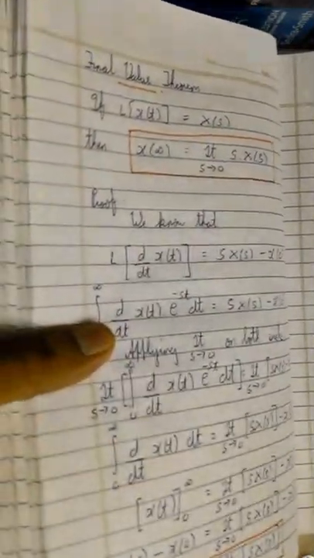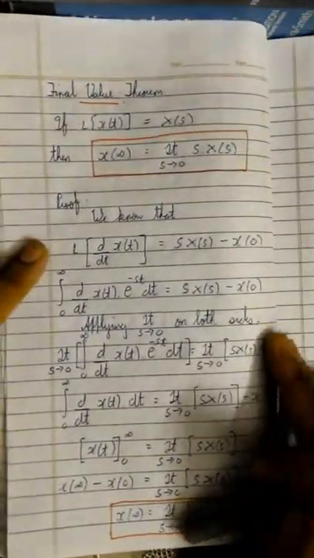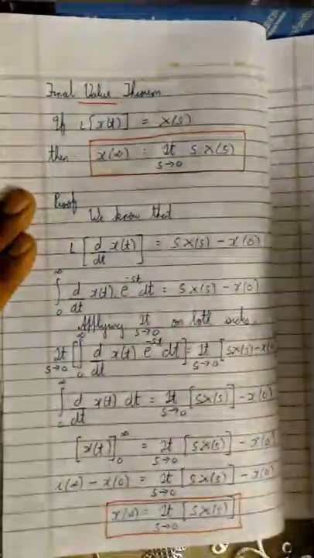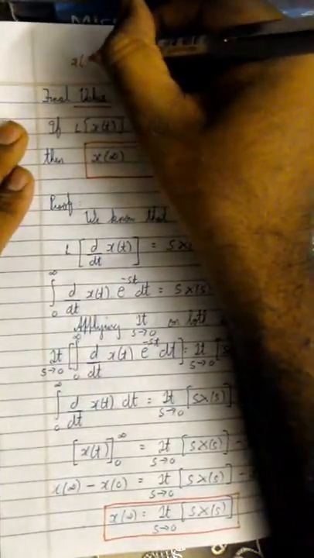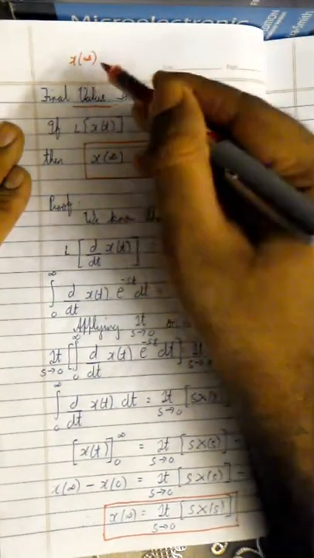Okay, now next we will look at the final value theorem. It's the opposite of the initial value theorem. We know that since x of t is a right-sided signal, the last value of x of t is x of positive infinity. This is the last value, also called the final value of x of t.